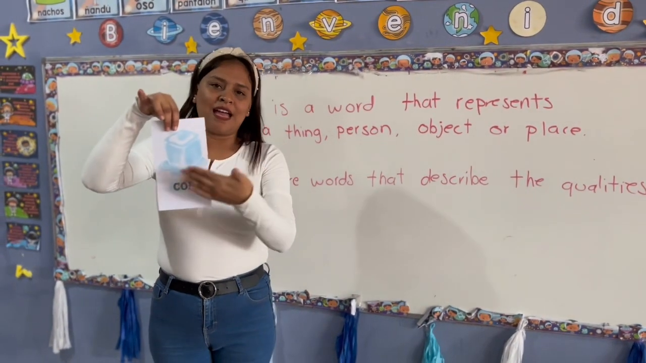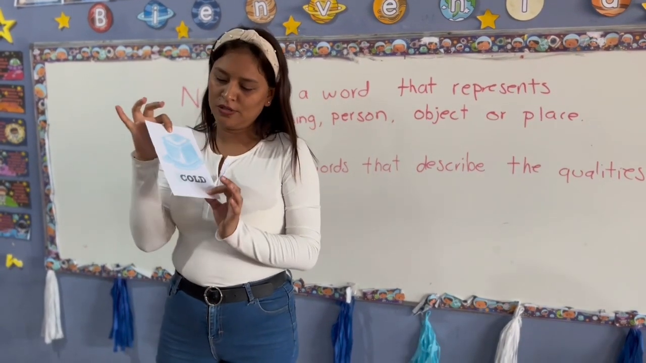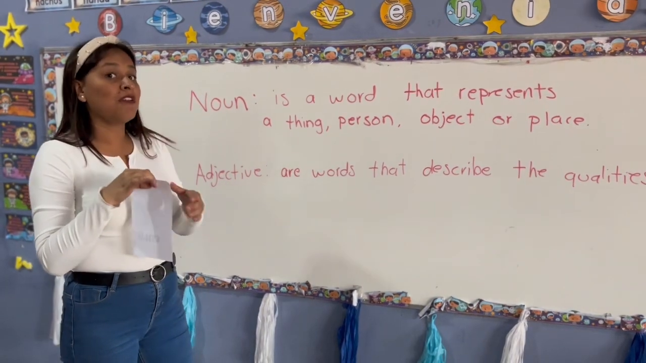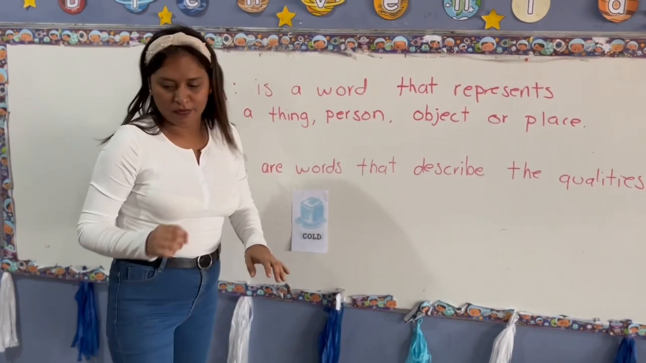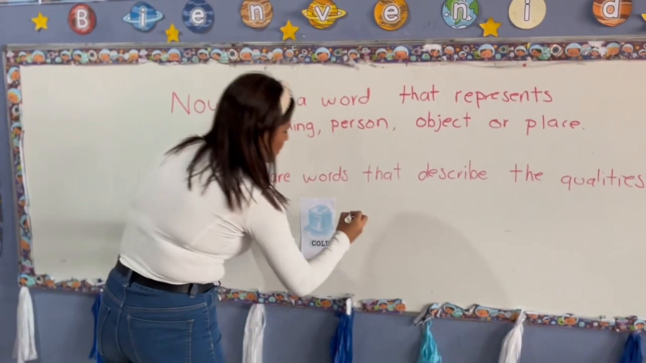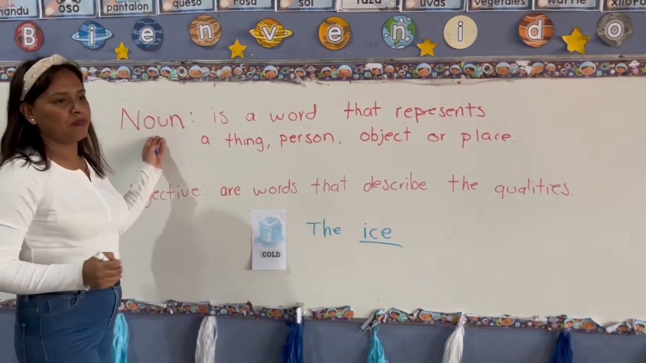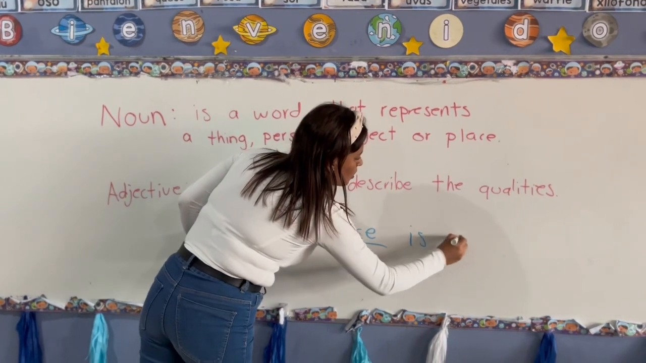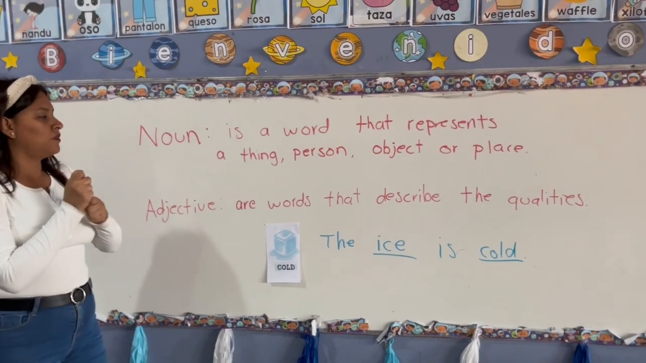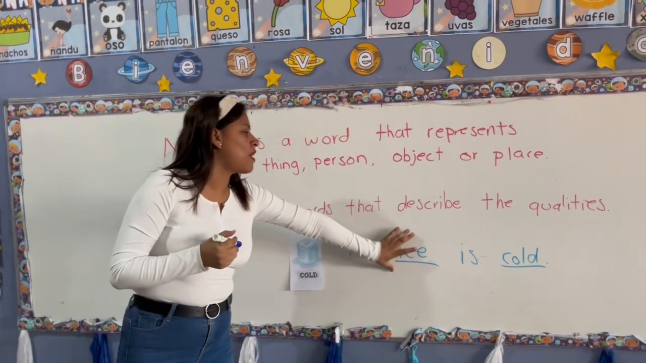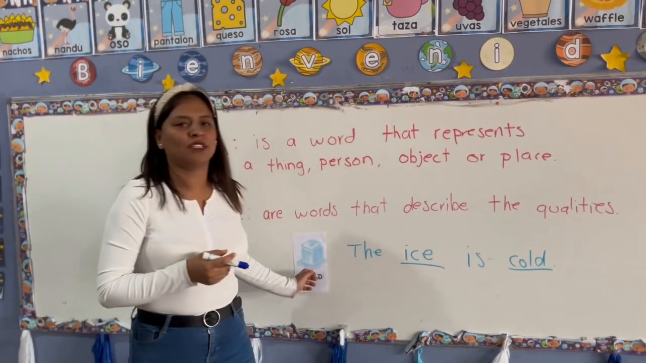We have here an ice. The ice would be the noun. How is the ice? It is cold. Cold would be the adjective. Now let's create a sentence with this image. The ice, which would be the noun, is cold. Cold would be the adjective. So, ice is the thing that is representing the object, and cold is what is describing how the object is.